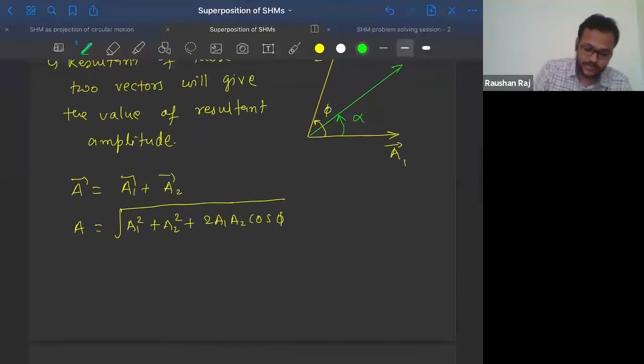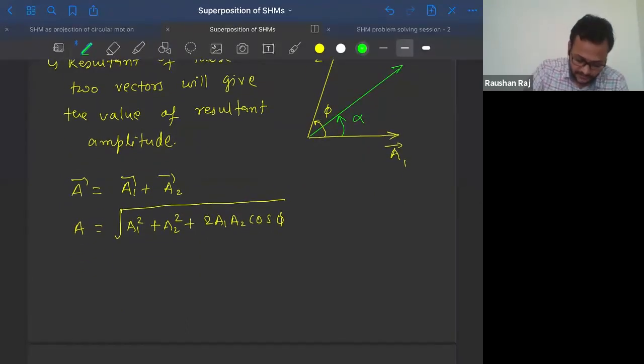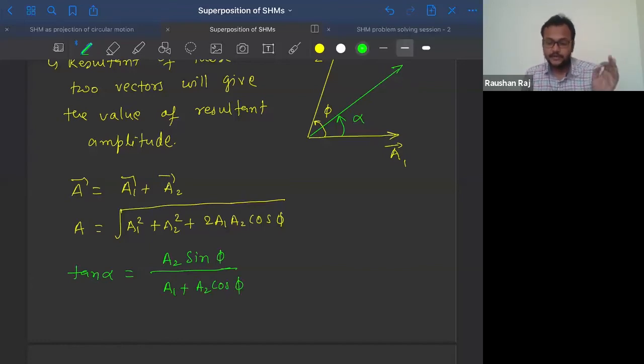Now, how do we write the angle made by the resultant with the first vector? For that, we have a formula: tan alpha, where alpha is the angle made by the resultant with the first vector, equals the second vector into sine of phi, divided by the first vector plus the second vector into cos of the angle between them, that is phi. This is the formula for the angle made by the resultant with the first vector. If I ask for the tan of the angle made by the resultant with the second vector, I would write A1 sine phi divided by A2 plus A1 cos phi. That is the formula. Now, what are the things that we needed actually?